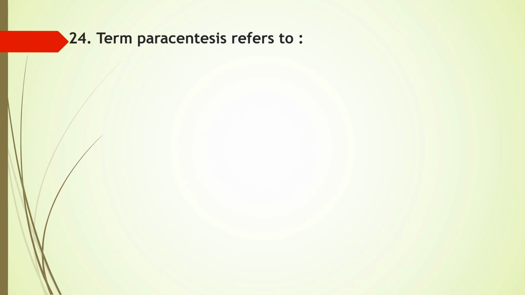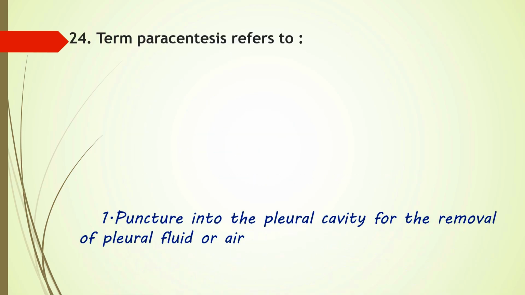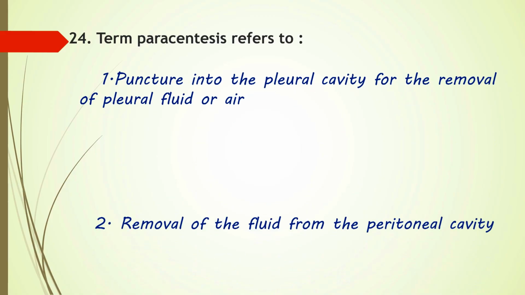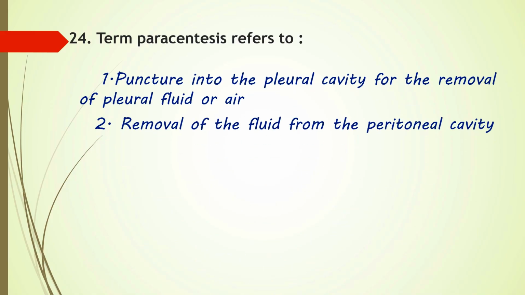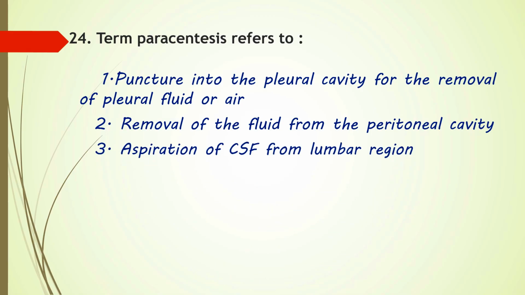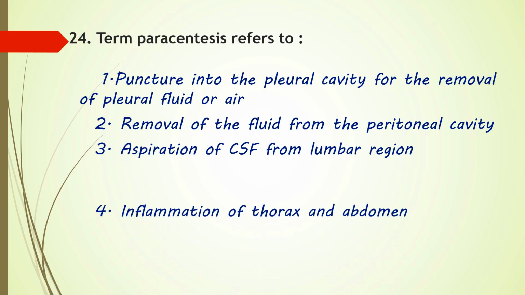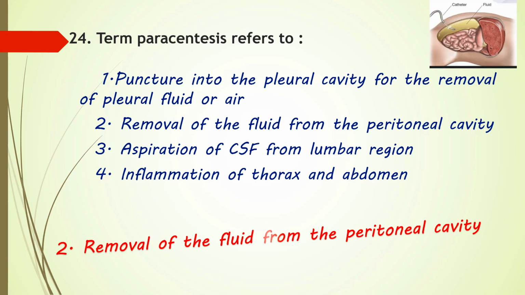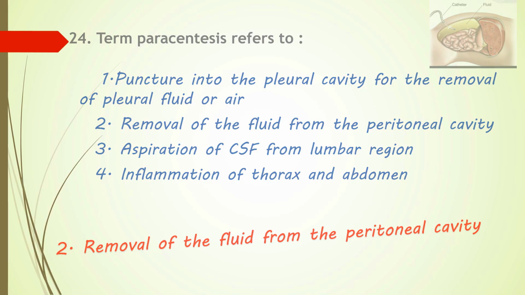Question number 24. The term paracentesis refers to, options are puncture into the pleural cavity for the removal of pleural fluid or air. Option 2, removal of the fluid from the peritoneal cavity. Option 3, aspiration of CSF from the lumbar region. Or option 4, inflammation of thorax and abdomen. Yes, paracentesis means removal of the fluid from the peritoneal cavity. So option 2 is the correct answer.